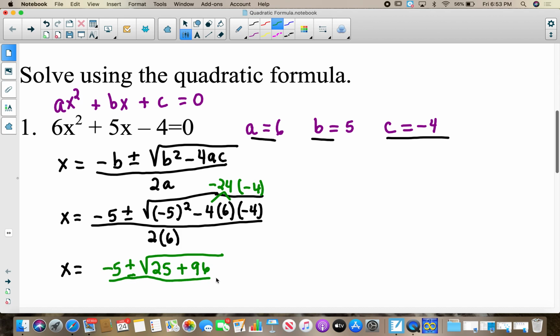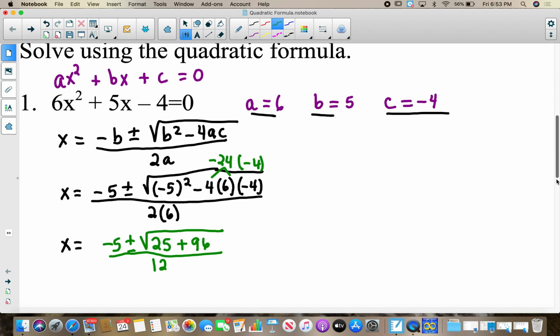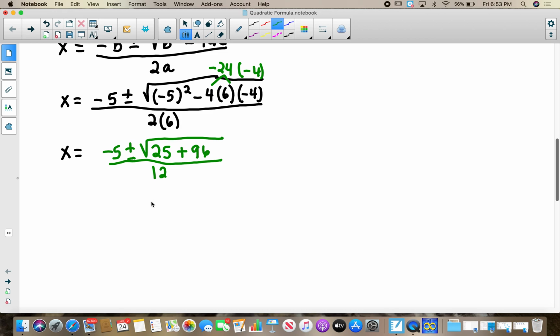And we're going to bring down the rest of our problem. Underneath, in the denominator, we have 2 times 6, so that's 12. So we can go ahead and write that down. Let's continue with what's underneath the radical. 25 plus 96 gives us 121. So we're going to bring down everything else.